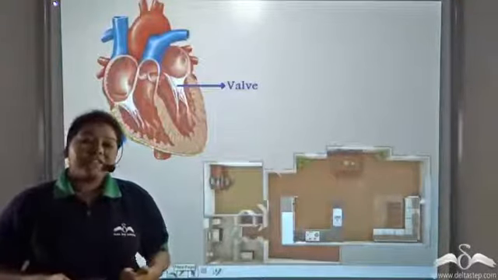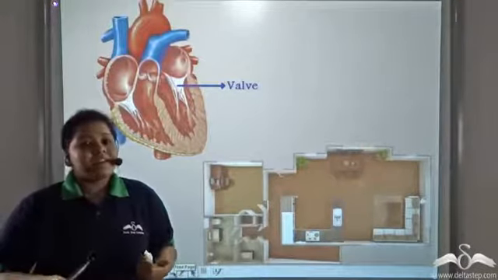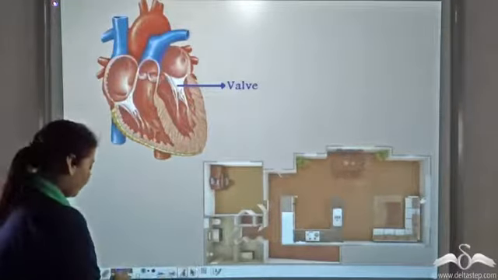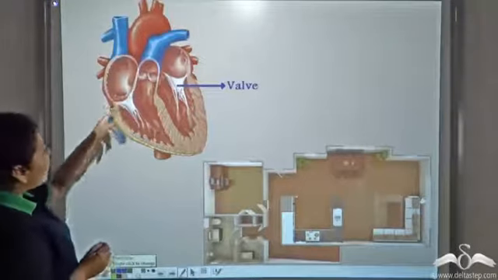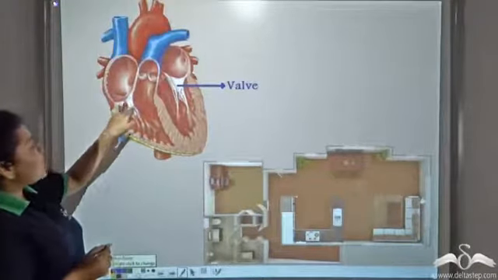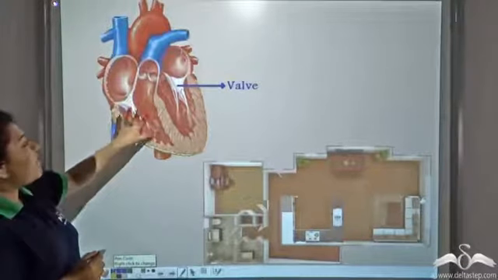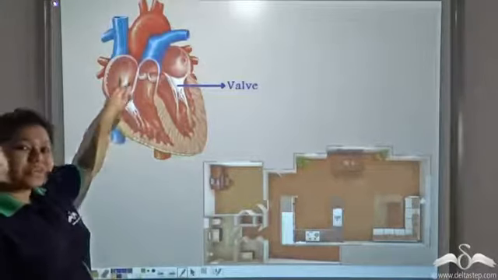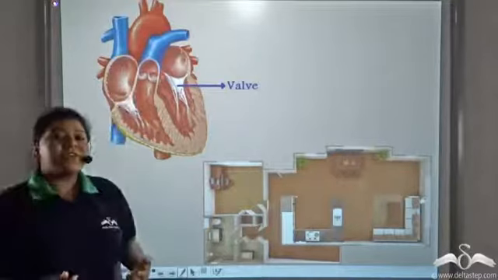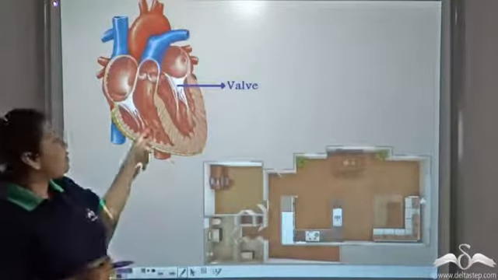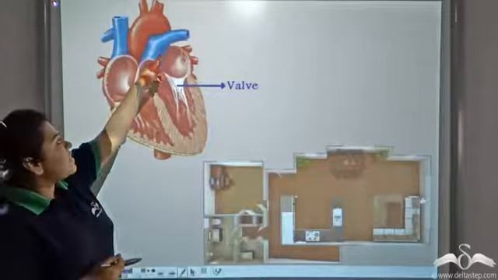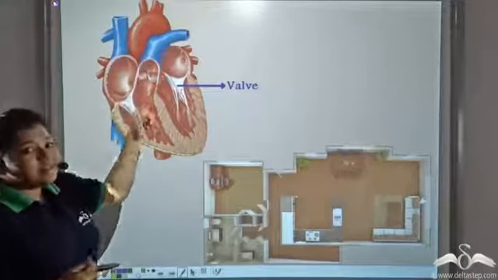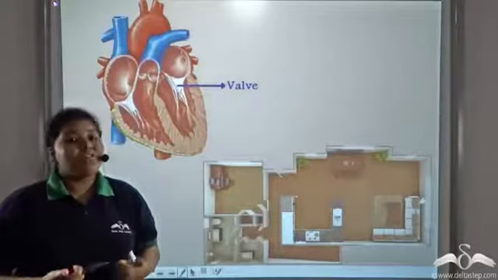To prevent the backflow of blood, the heart has several valves inside it. This valve present between the atria and the ventricles prevents the backflow of blood from the ventricles into the atria. And during ventricular systole, when the ventricles are pumping blood into these blood vessels, even these blood vessels are guarded by valves to prevent the backflow of blood.